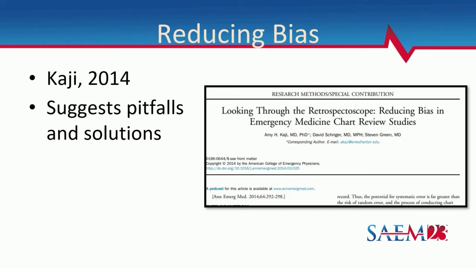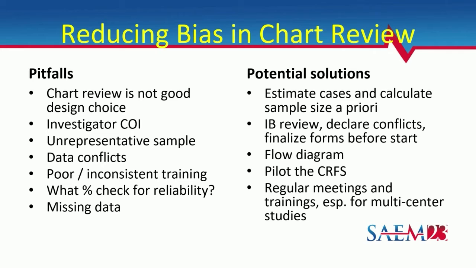The final paper, and then I'll be done and we'll move on, is this one, 2014 Kaji. This adds a little more detail to it. So it's, again, 3 papers, and you're the biggest expert in the world on chart reviews. This was by Amy Kaji, "Looking Through the Retrospectoscope: Reducing Bias in Emergency Medicine Chart Review Studies." I think I said that right. It just adds a little more detail about common pitfalls you can have with a chart review study.